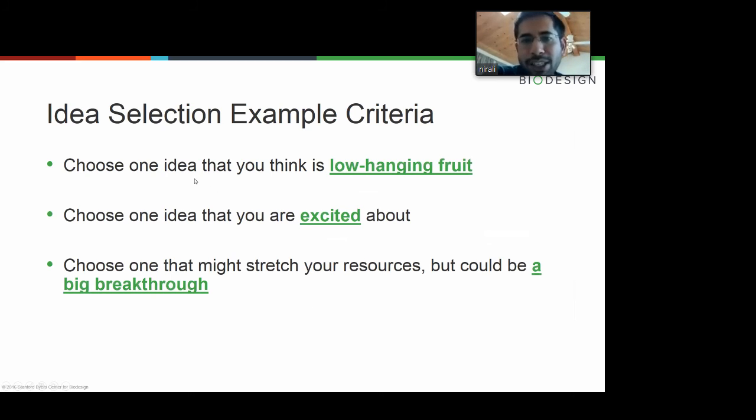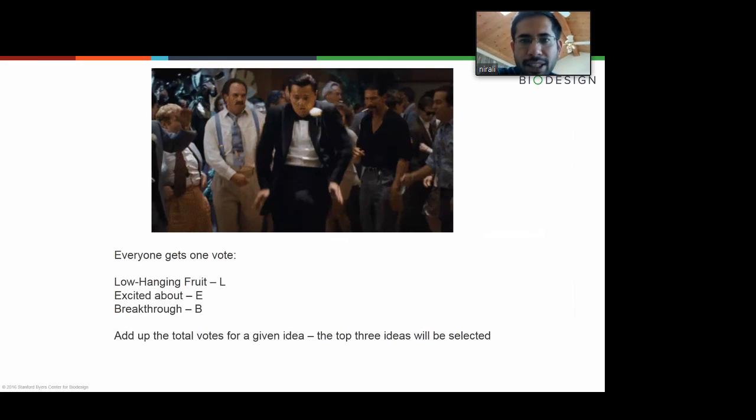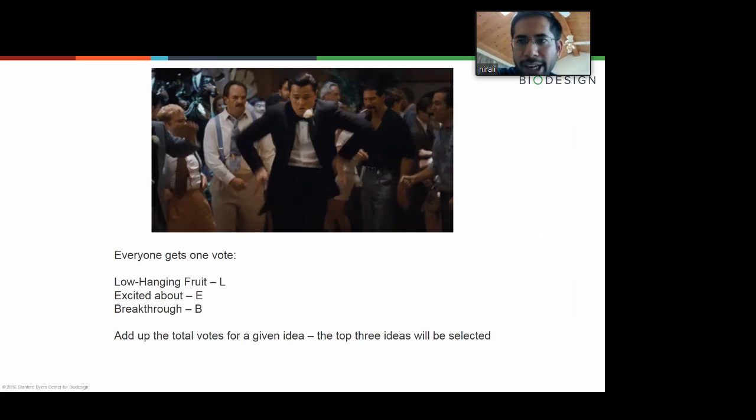And so what we can have you do is have a vote for each different category, and then you can see how the votes turn out on the concept map, and then you decide which ideas from there you want to move forward in a very democratic way, at least as democratic as possible. So you get one vote when you select your ideas: low-hanging fruit, one you're excited about, and breakthrough. Then you can add up the total votes, and then you can move forward the top ideas. We have done this in a session before, but we won't do this right now.